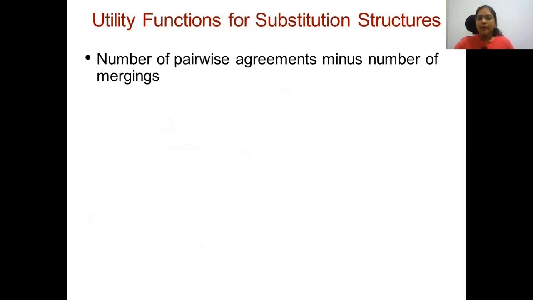Another function is the number of pairwise agreements minus the number of merges. Here we try to capture the idea that if two projects are in substitution for me, but these are not in substitution in the aggregated partition, then I'm okay, because essentially I'm okay with funding one project from this part, but if you want to fund more than one project, then I'm okay with it. But if two projects are not in substitution for me, but they are in substitution in the aggregated partition, then I'm quite unhappy. So this is what we try to capture in this utility function.